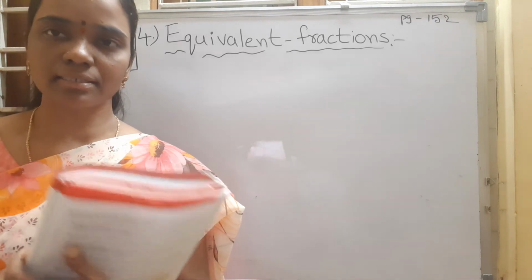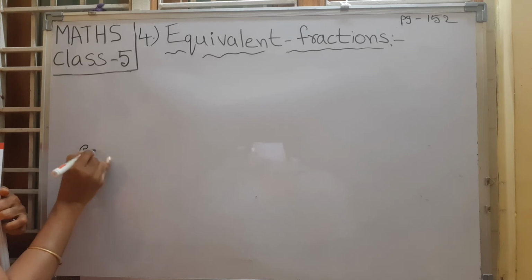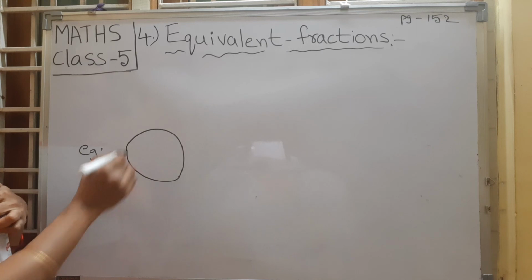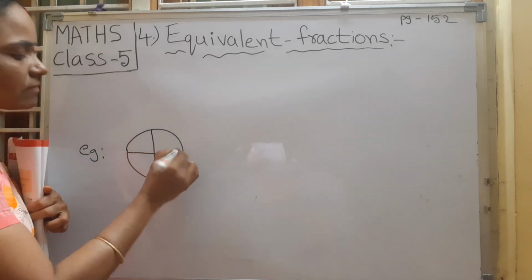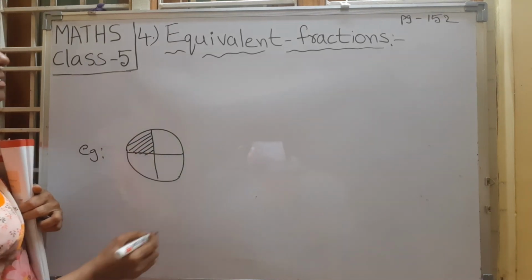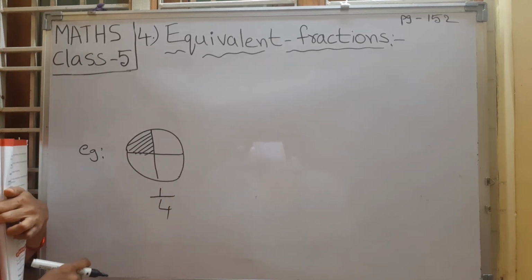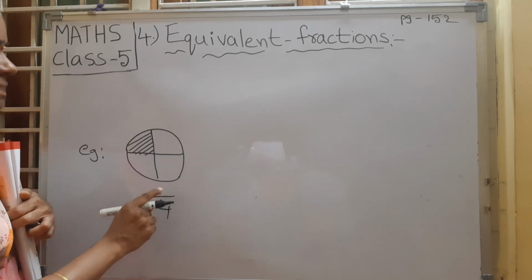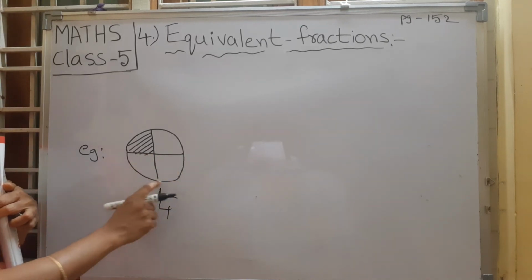Shall we take some examples, children? Yes, for better understanding, I want to take some examples. Look at this picture, children. It is a whole thing. This whole is divided into 4 equal parts. So out of 4, only one part is colored. What is the fraction for the given shape? 1 by 4. Am I right, children? 1, 2, 3, 4. Total, there are 4 equal parts. Out of 4, only one is colored. So the fraction for the given shape is 1 by 4.